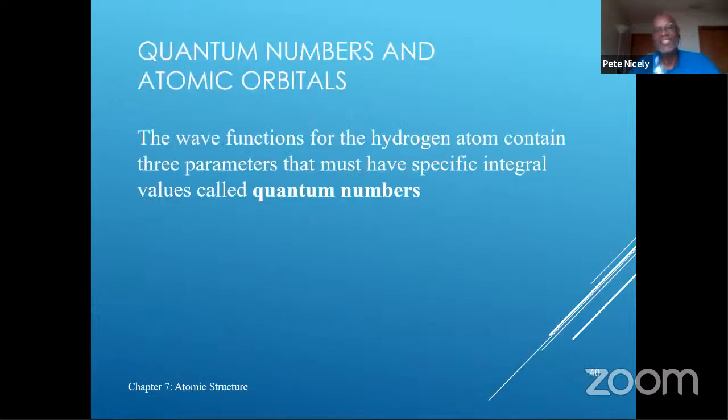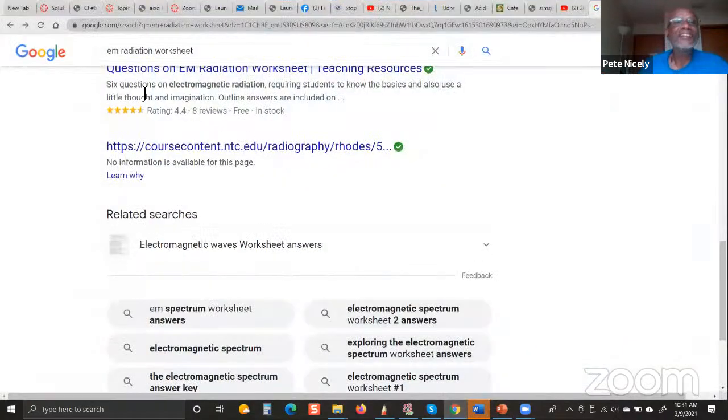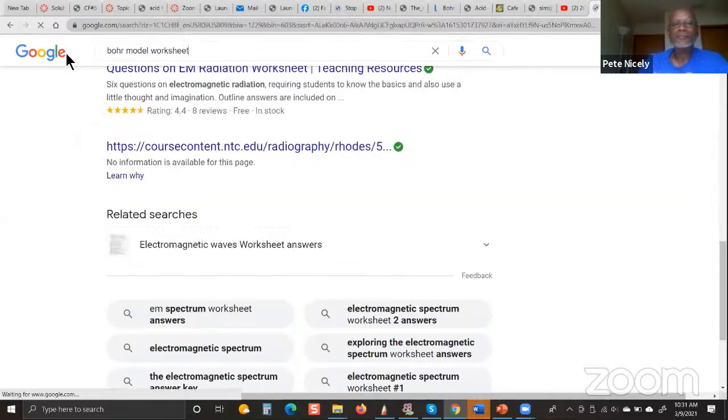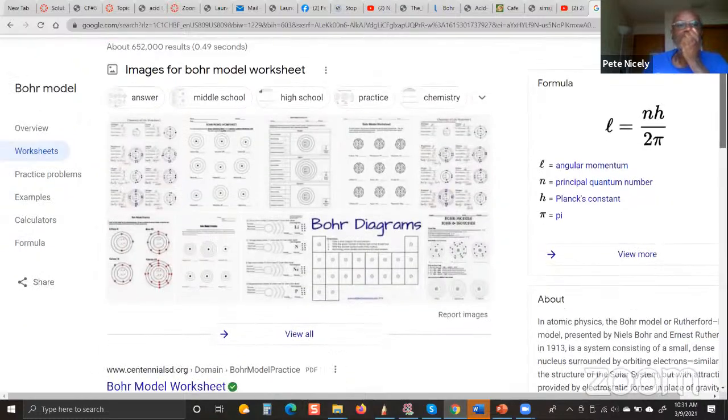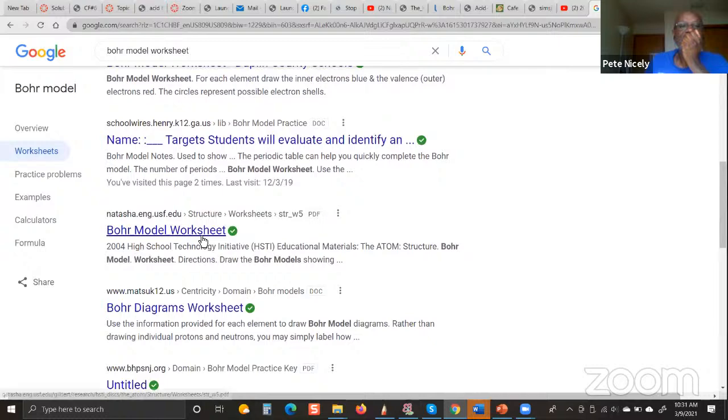Okay, so that leads us now to a discussion of what we call the quantum numbers. Okay, hold on, let me stop here. I want to do one or two examples based on the Bohr model. So let me get out of this here, and let me try to find questions based on the Bohr model.